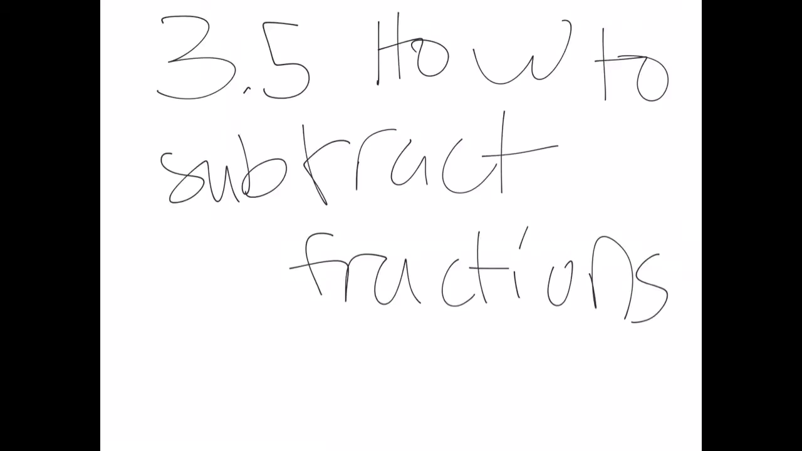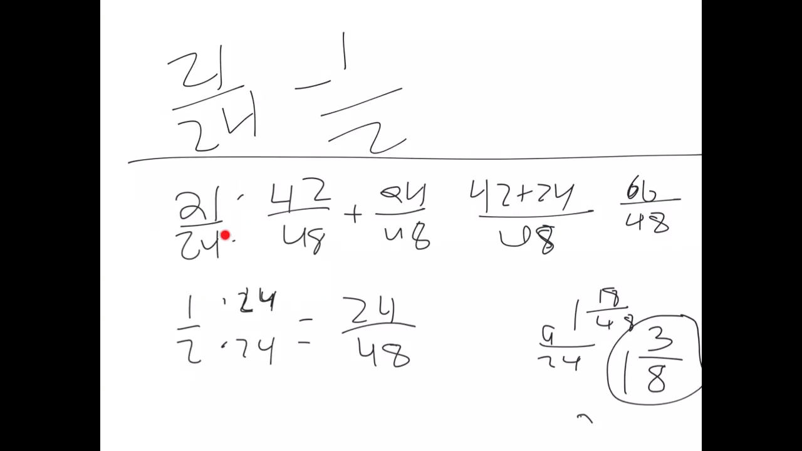I am subtracting 21 over 24 minus 1/2. I'm doing method 2, so I have to multiply each fraction by the other fraction's denominator. 1 times 24 is 24. 2 times 24 is 48. 21 times 2 is 42. 24 times 2 is 48.